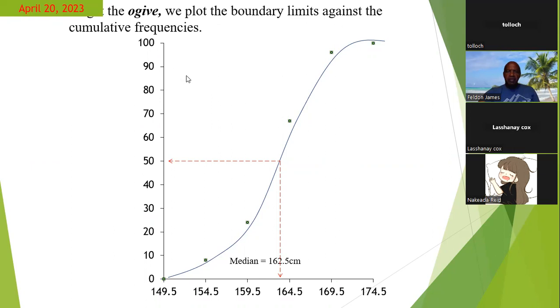Now, for your cumulative frequency values, you use the subtotal calculation. So just like a cash register, you put in your first item, you get a total, and then you add the second item to that, and then you get a subtotal.